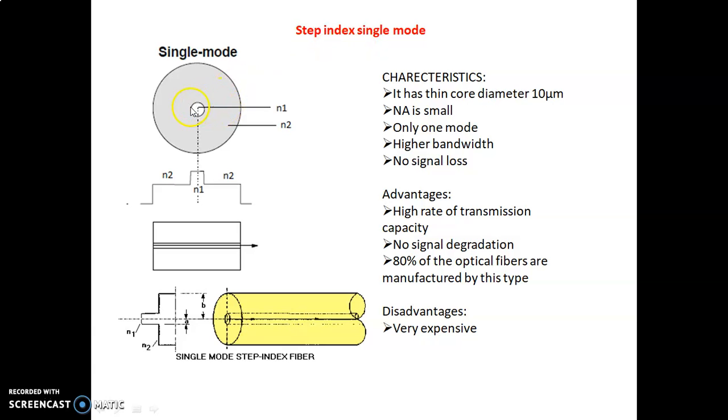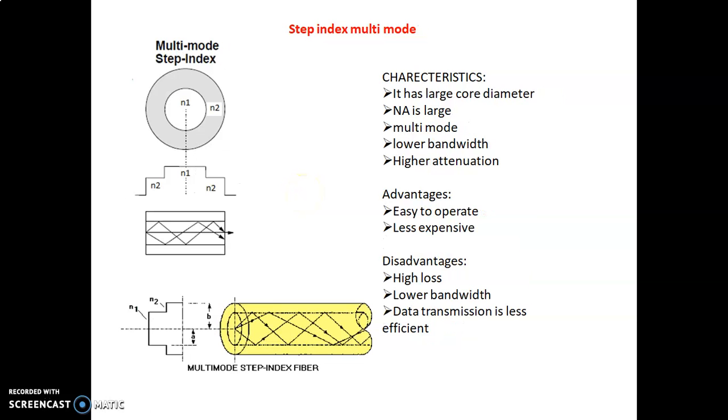Keep it in mind, for single mode the core diameter is smaller, cladding diameter is larger, and here you can see the refractive index varying step by step. So we are saying this one is a step index single mode fiber. Okay. And then the next one is step index multi-mode fiber. Now we see that in multi-mode, the core diameter is larger, cladding diameter is smaller. Here also you can see that the refractive index varies step by step. So this one is a step index multi-mode fiber.